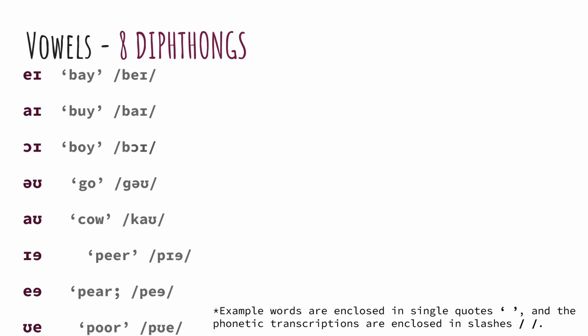Now let's look at those 8 diphthongs. A, bay, I, bay, oi, boy, o, go, ow, cow, ear, pear, air, pear, woor, poor.